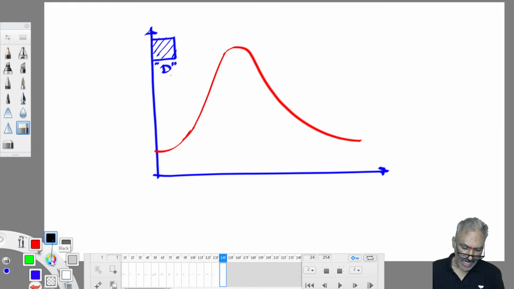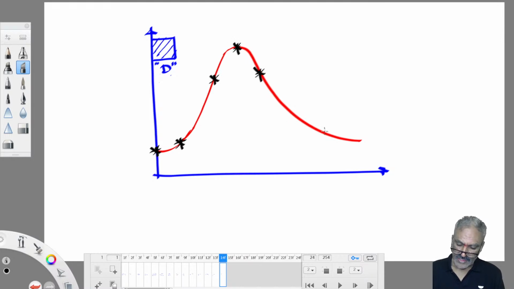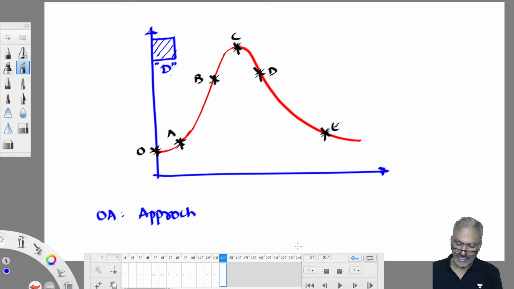Then, if you see this hydrograph, there are so many parts in this. The very important parts are called components: O, A, B, C, D, E. That OA portion of this hydrograph is called the approach segment. That means rain has commenced in a catchment, but is yet to deliver discharge into a river. It is fast approaching the river. During that period we get the OA portion of the hydrograph, the approach segment.